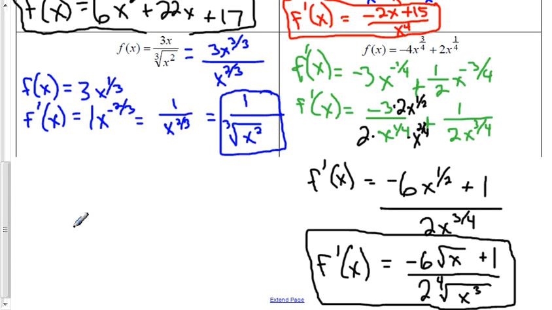Okay, so here's the final two. Again, double check the steps that I did to rewrite it up front and simplify, and then take the derivative and then rewrite it using radicals. Okay, so this will be the end of part one.